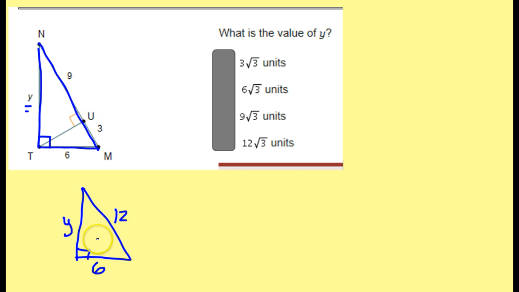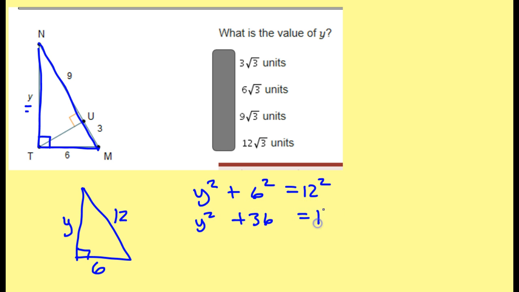You've been knowing how to find the missing side of a right triangle for a long time now. You just do the Pythagorean Theorem. a squared plus b squared equals c squared. So y squared plus 6 squared should equal 12 squared. So y squared plus 36 is equal to 144. Subtract 36 from both sides. So you get y squared is equal to, I think this is 108.